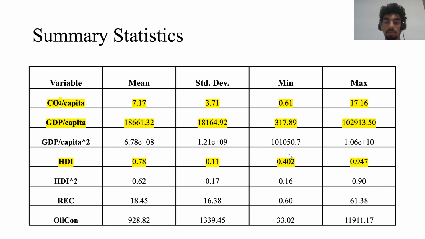However, based on the minimum HDI, which is below 0.55, we see that there is at least one country that is of low human development, and the maximum being above 0.8, we know that there's at least one country that is considered in the very high human development category.